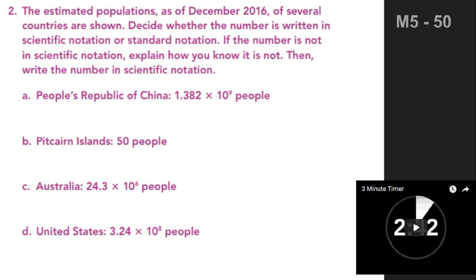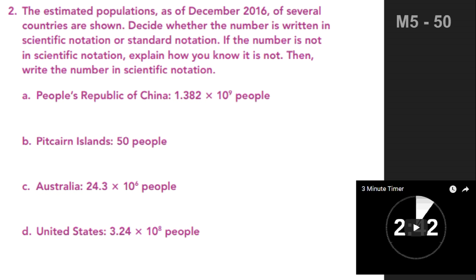All right, our time is up, guys. So hopefully you had a chance to get through these 4 questions. Here's what I want to have happen. If you are partner number 1, you are going to share your answers and explain your answers for A and B. Remember, you had to have an explanation of whether or not you thought these were in scientific notation or standard notation or how you knew. So you need some sort of explanation.